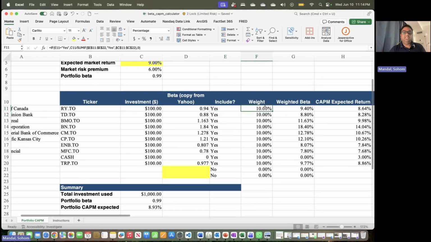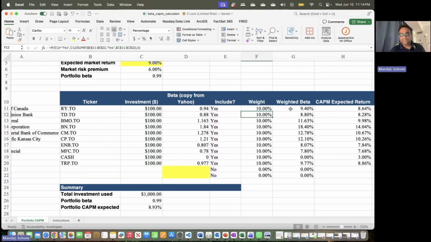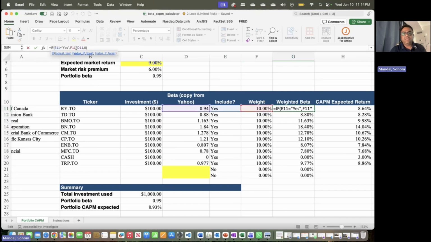The weight is based on the investment, how you are putting it there. So if you are investing some money and including it, then the weight will be calculated there, right? And the weighted beta is nothing but how much the beta is, and if it is included, it will be calculated along with the weight. And the CAPM for this one is basically how much risk premium you're getting from there.